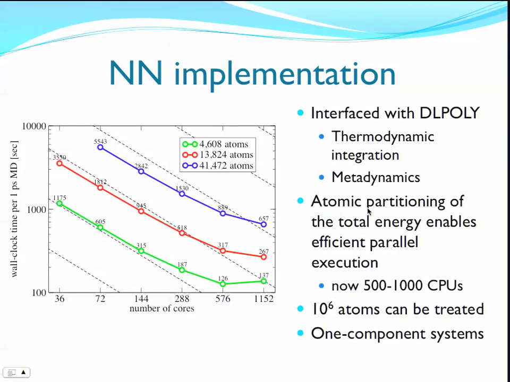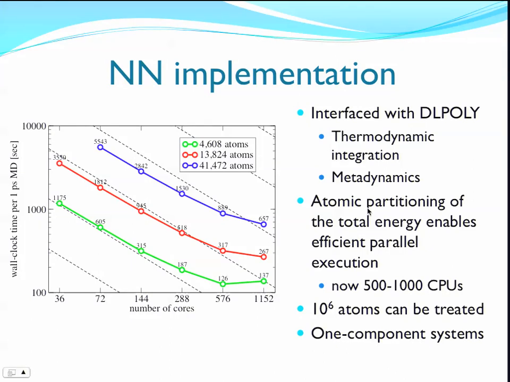And the last part of the talk, I'd like to describe our implementation. Several years ago, we started with a serial code that could barely treat 6,100 atoms. The first version of our neural network code was interfaced with DL-Poly. DL-Poly is a relatively well-known molecular dynamics package, which has many advanced features like thermodynamic integration and metadynamics. By interfacing the neural network code with this package, we were able to use all its advanced features.